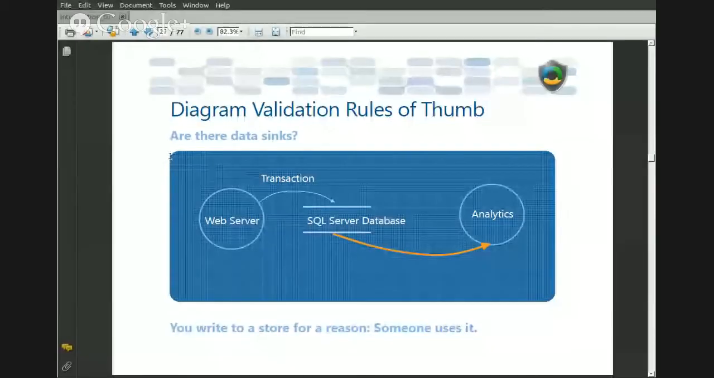All right, so here it's just saying, are there any data sinks? Basically, you write to a store for a reason, someone uses it. So you saw that the items went to the SQL server, and we were talking about the stuff to the right. Now you see that the SQL server database has the information there, and analytics, so you have individuals using it for analytics. So now you know that there is yet another piece.